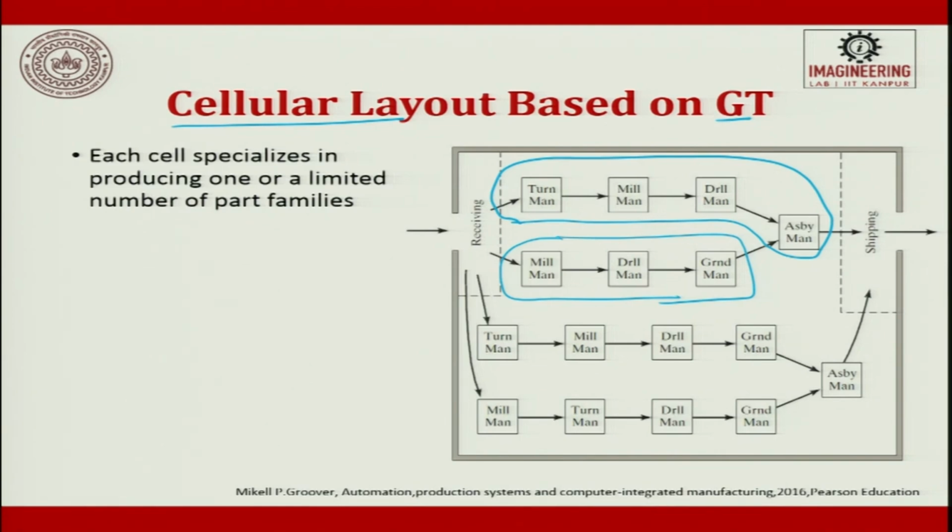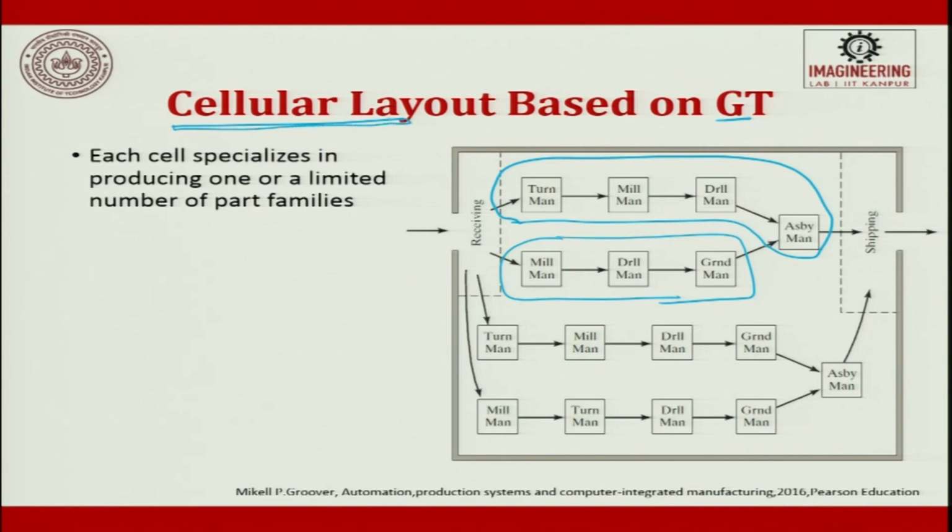So, based on the layout, how have I done? Looking into the parts. So, now the machines are grouped depending upon the part. So, here this is called a cell layout. Basically, like your cell phone, we also call it a cellular layout.